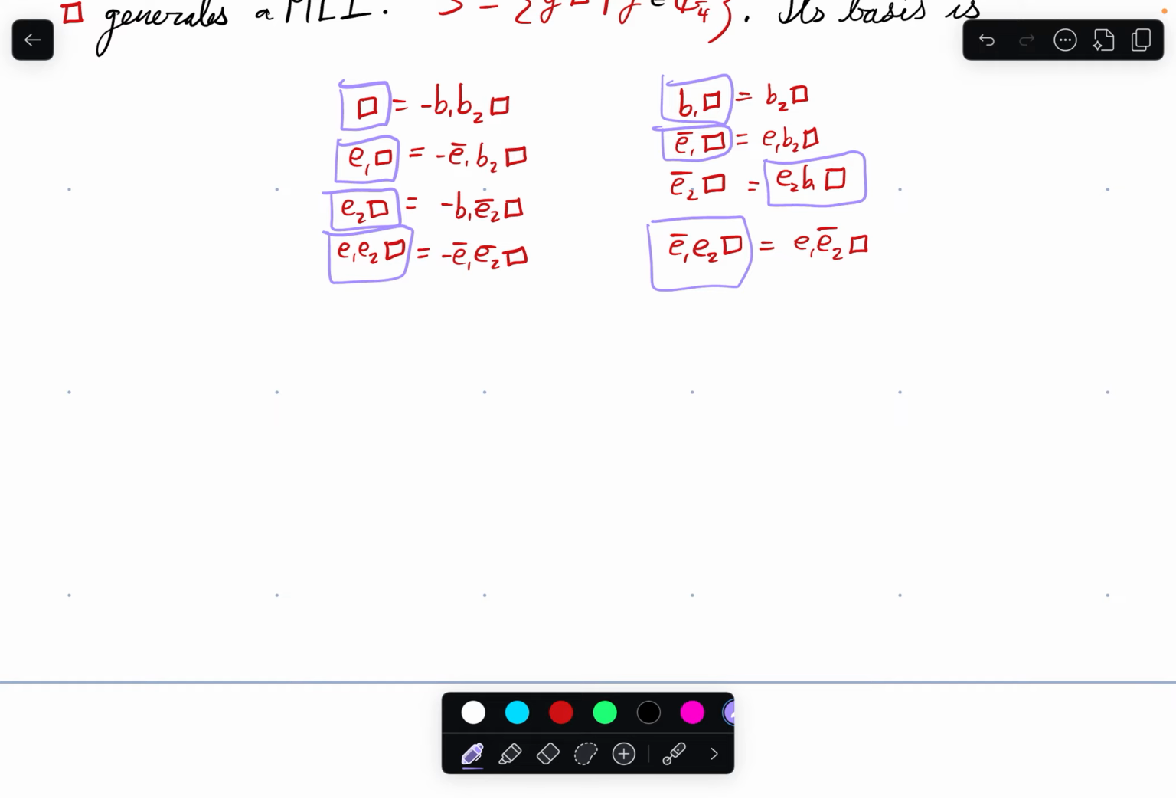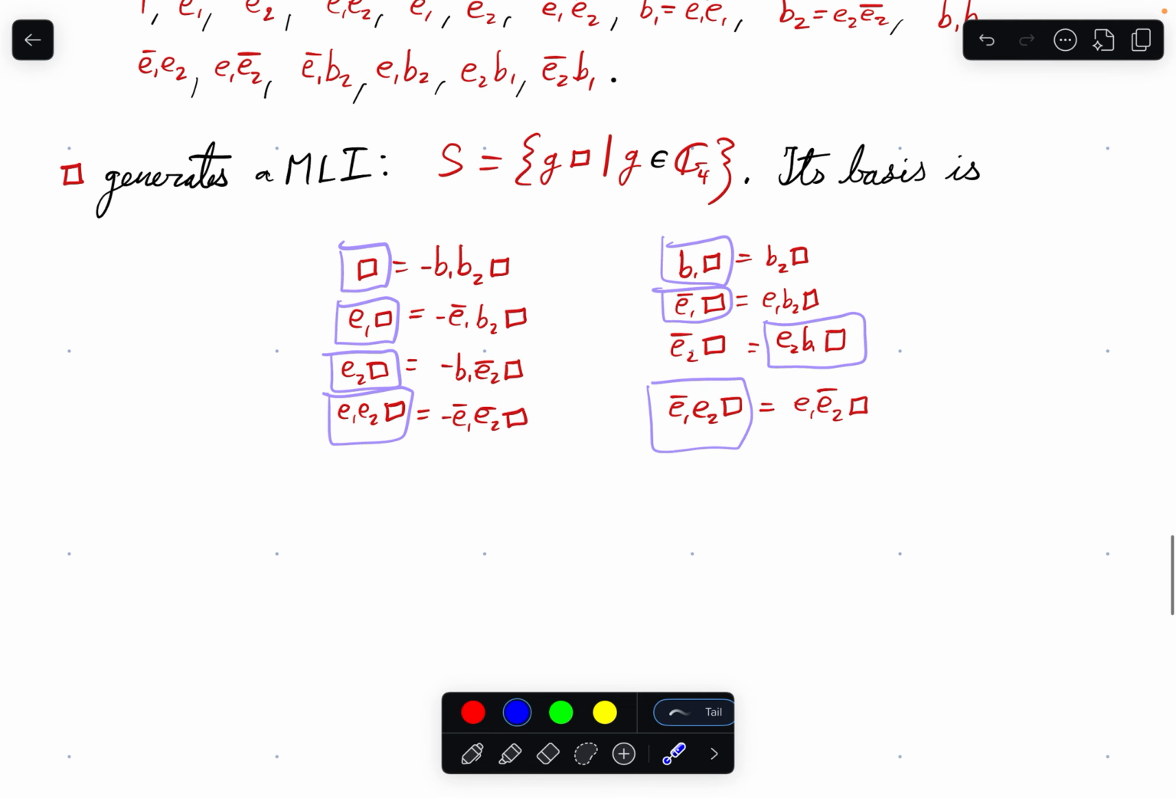So that reduces it from 16 elements to 8 elements. And for ease, we can choose these 8 elements to be multiples of E1, E2, and E1 bar. The reason for this is that if you have a geometric algebra with 8 basis elements, then it functions effectively like the 3-dimensional algebra. So we have effectively reduced the dimension.